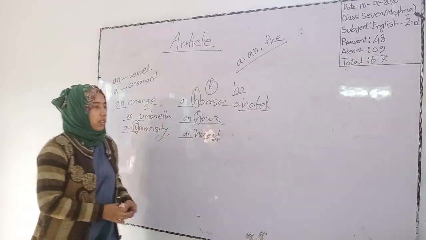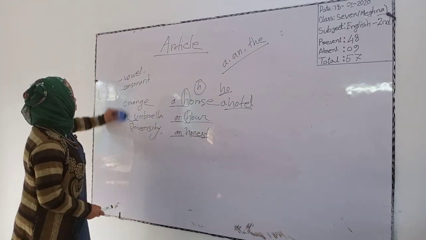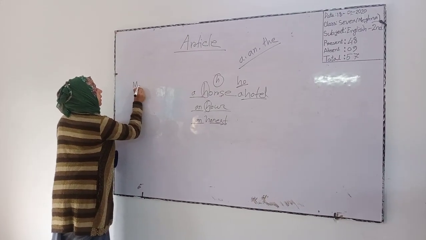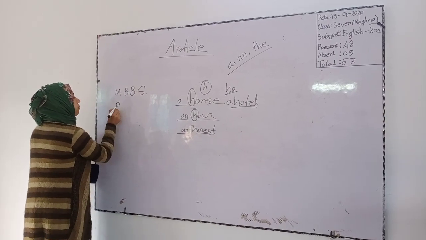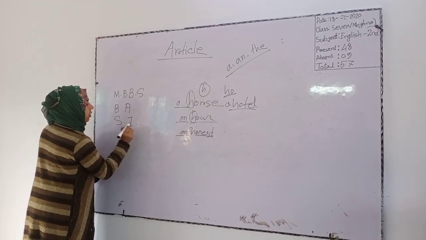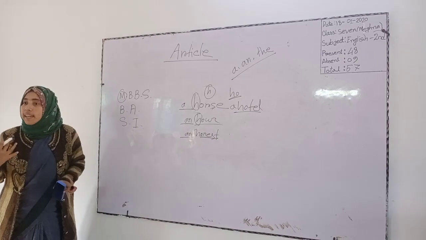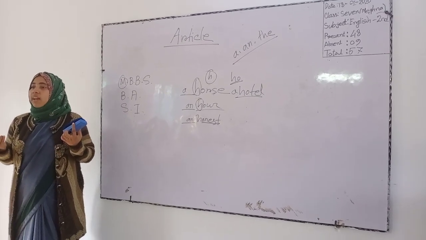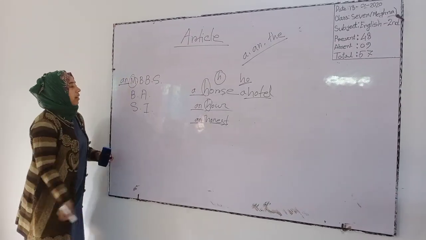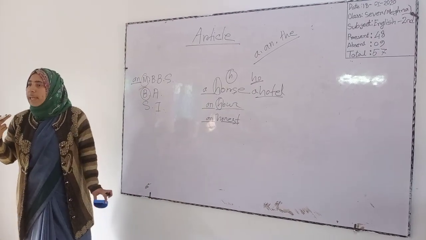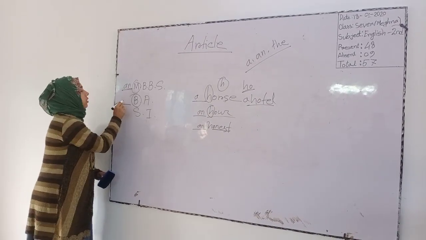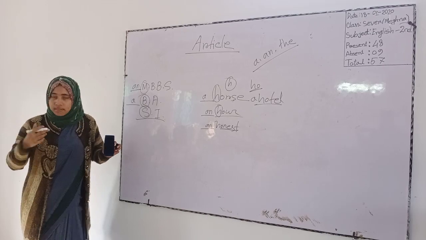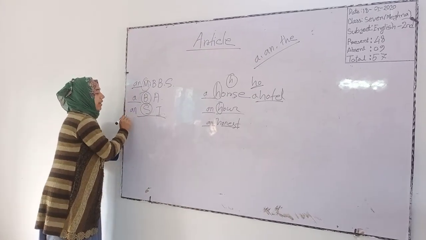Okay. And now, my dear students, look at another thing. For abbreviations like M.B.B.S., look at this. Here, the first letter is M, that means a consonant letter. Yes? But here, what is the pronunciation? Em. M.B.B.S. So here, the sound is a vowel. And for S.I., though S is a consonant letter, the sound is es. Yes? Should we write A here? Good. We'll write here? AN.